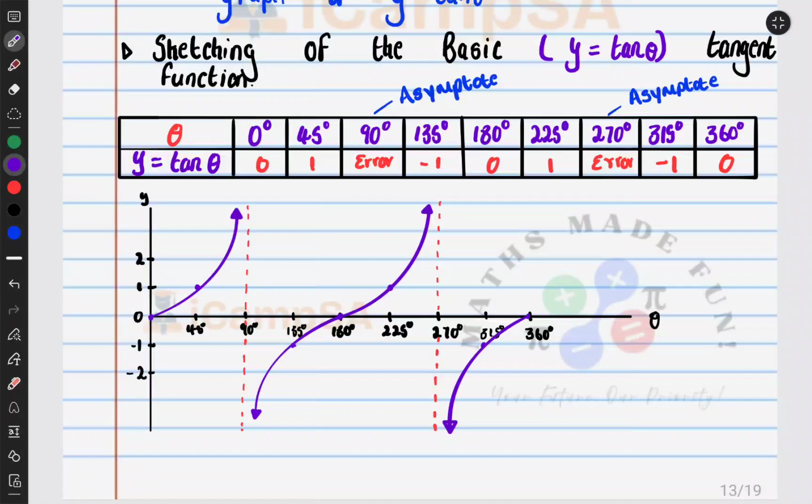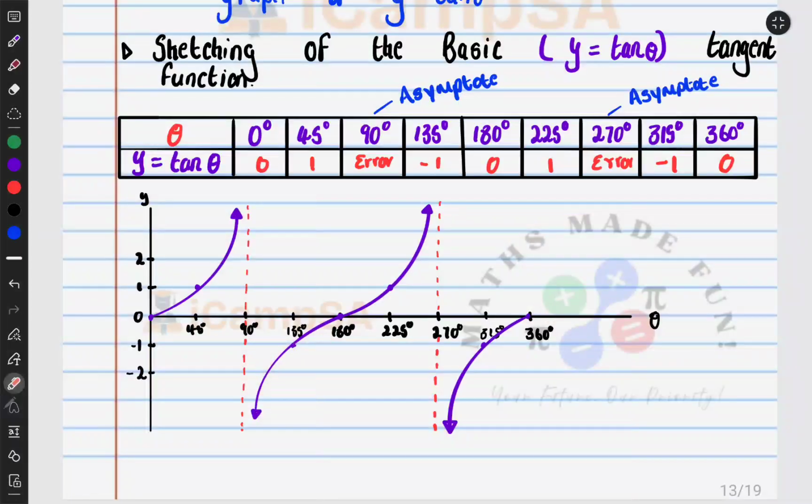Okay, so just a few things to note about this function is that remember on the sine and cosine function we said it takes 360 degrees for one cycle to be complete. On the tangent function it's quite different, and it's actually half of that. It takes 180 degrees for the function to repeat itself. So the period of the tangent function is 180 degrees. So if you would come here from 90 to 270, that is a complete cycle.